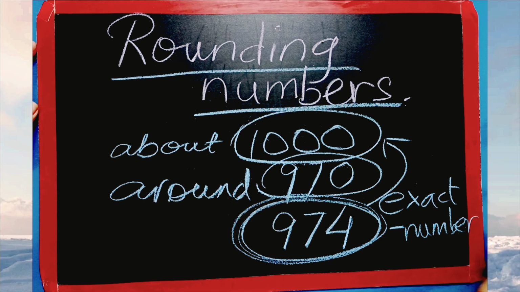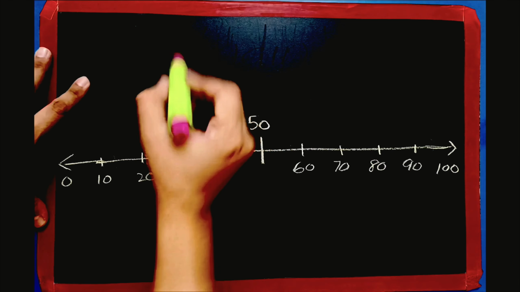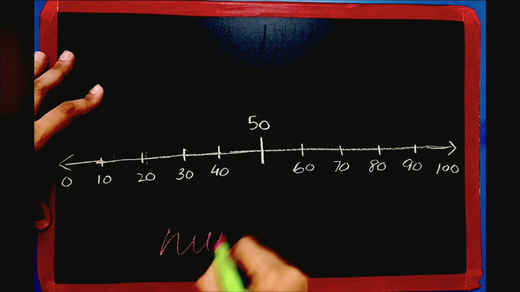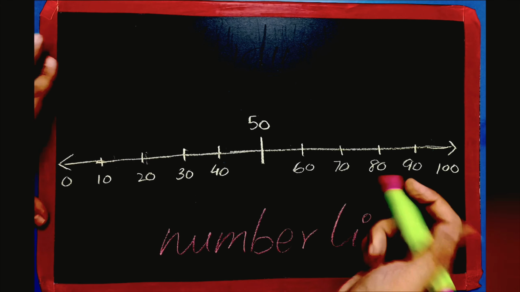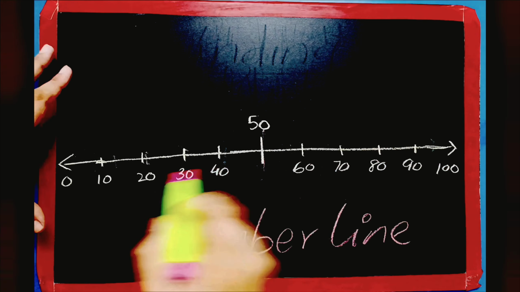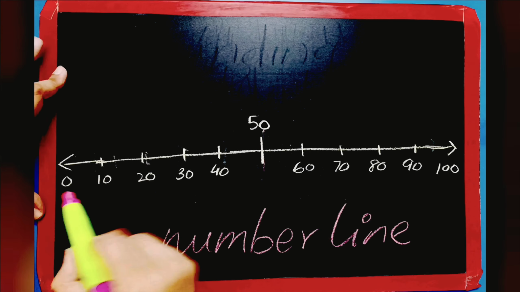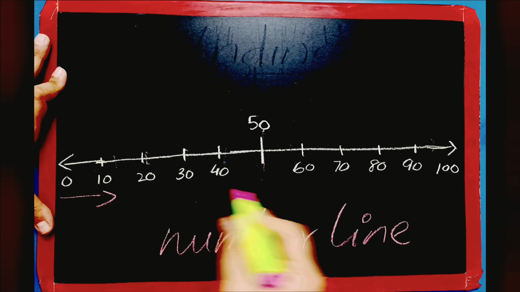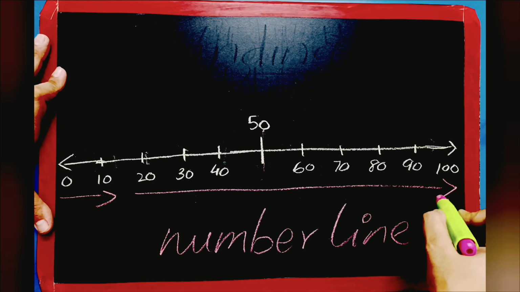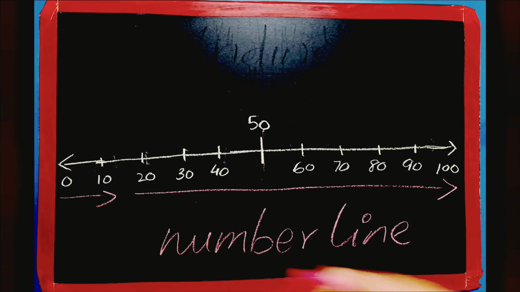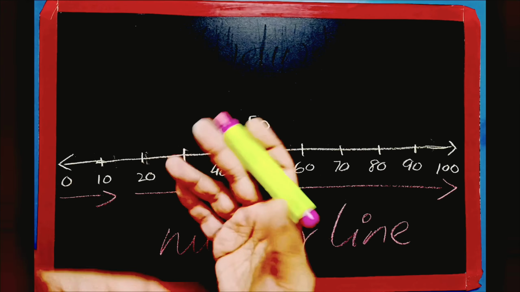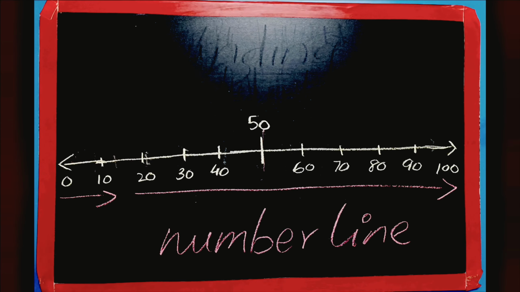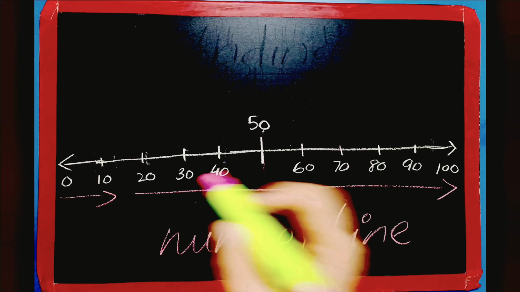Rounding numbers to the nearest 10, nearest 100 or 1000 is very easy. We can do it with the number line. This is a number line. We have 50 in the center, and it starts from 0 towards 100, from left to right, because we start our counting from the left and end towards the right.